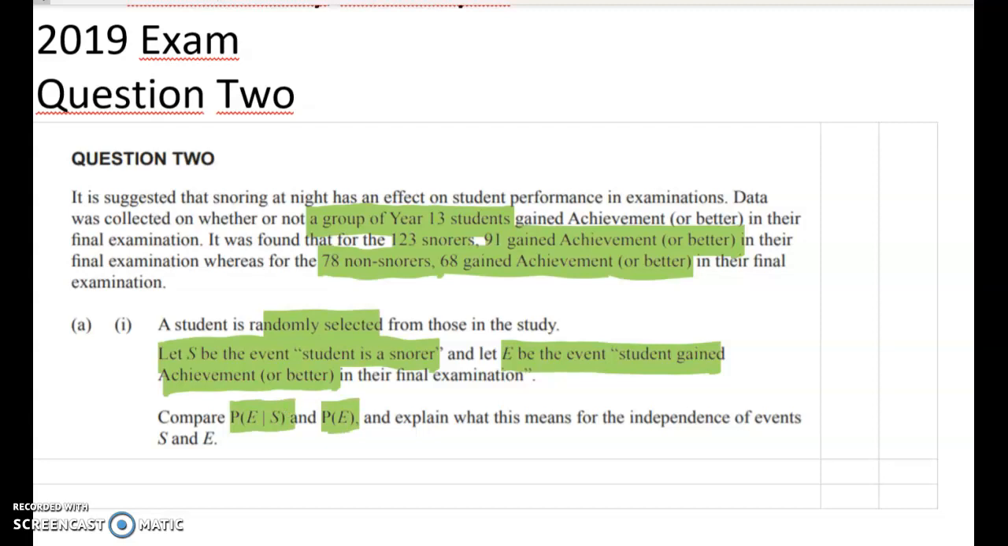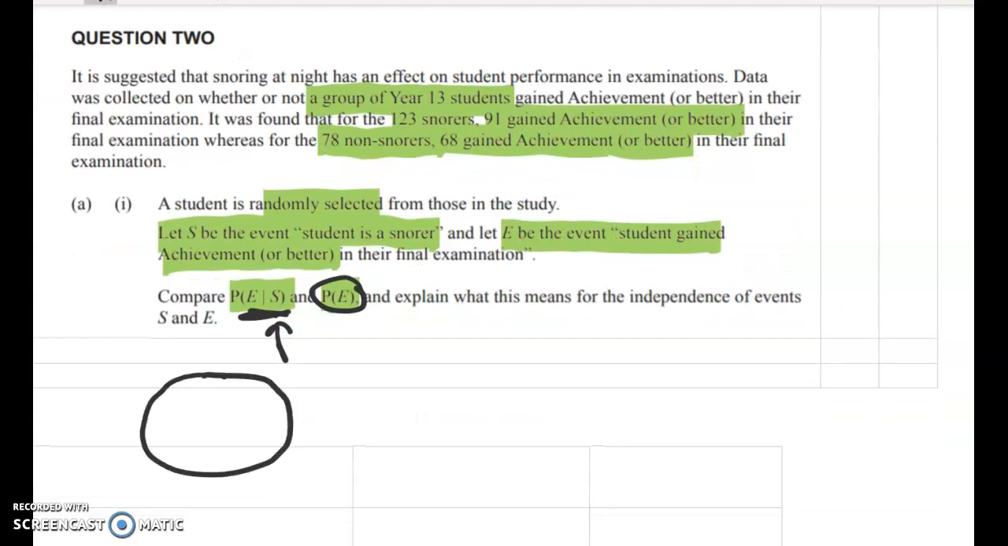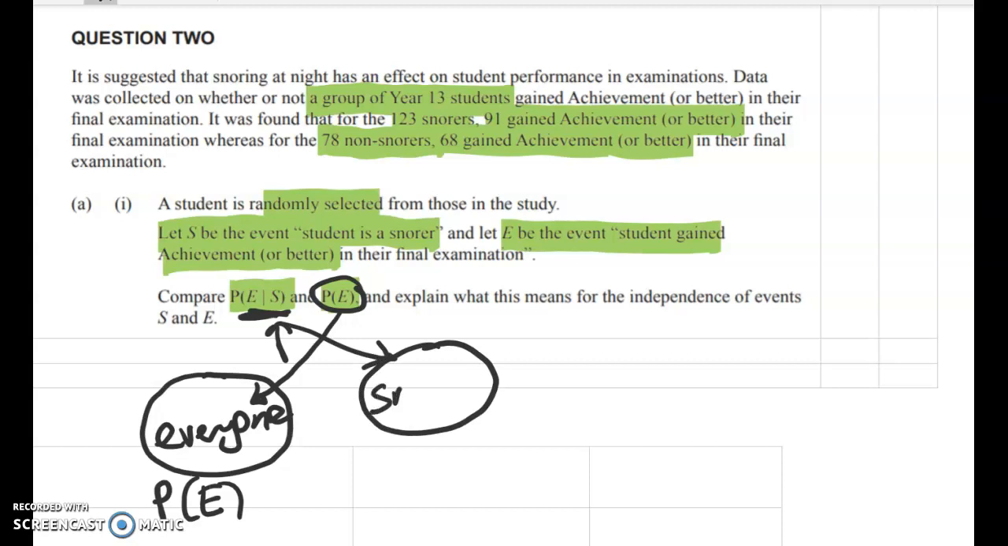So the probability of E given S is a conditional probability. This means that if we know someone is a snorer, what is the probability that they got achieved or better? And this is the unconditional probability, just the probability that someone got achieved or better. So you can think about this as if you put all of the names of the students into a hat. This is everyone, and so that's where we're going to find the probability of E. And this conditional probability is if we put only the names of the snorers into the hat. And in each case we pull out one name.